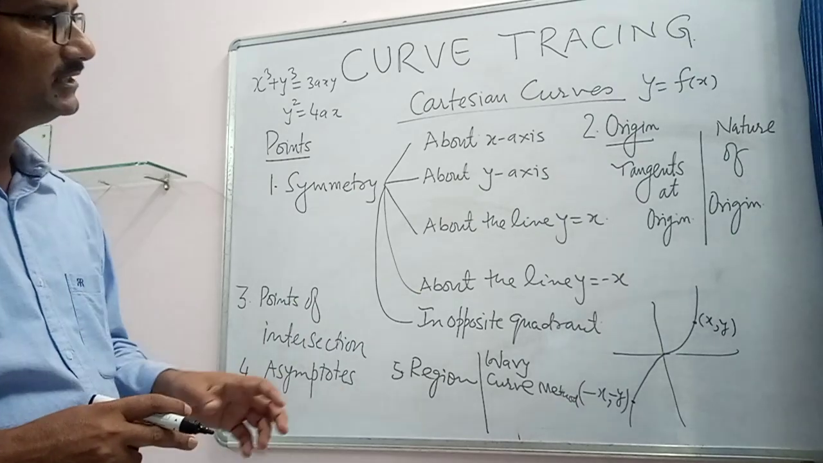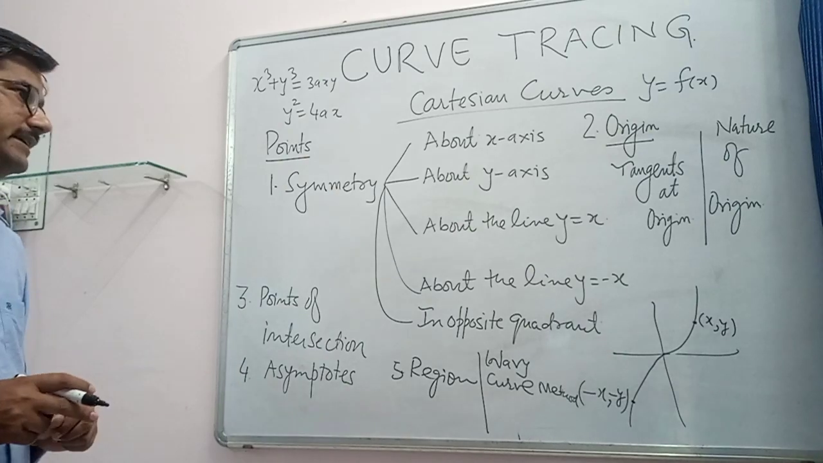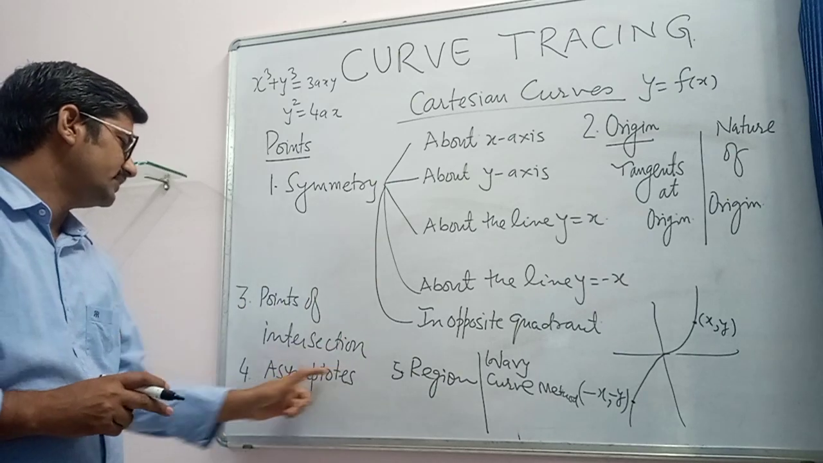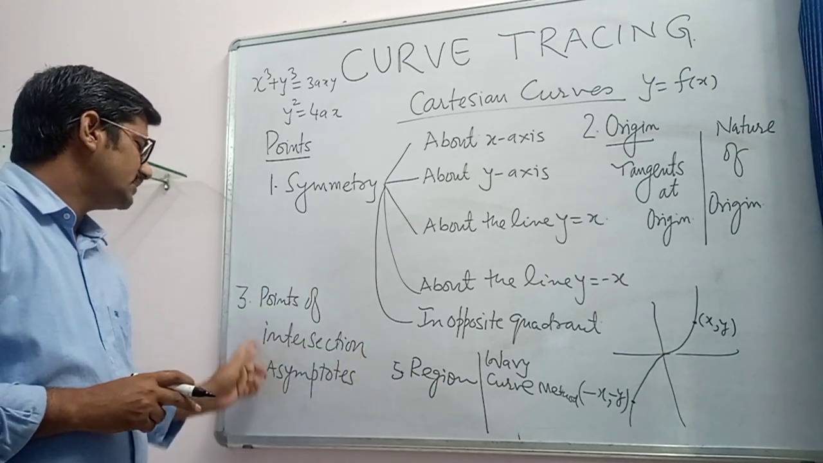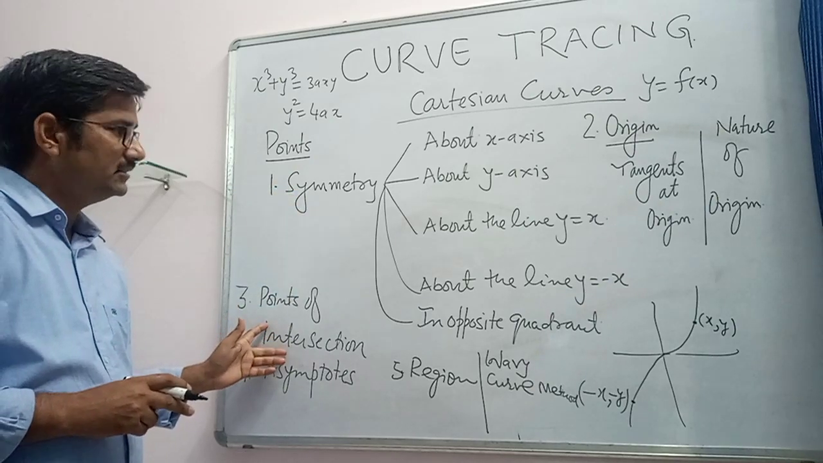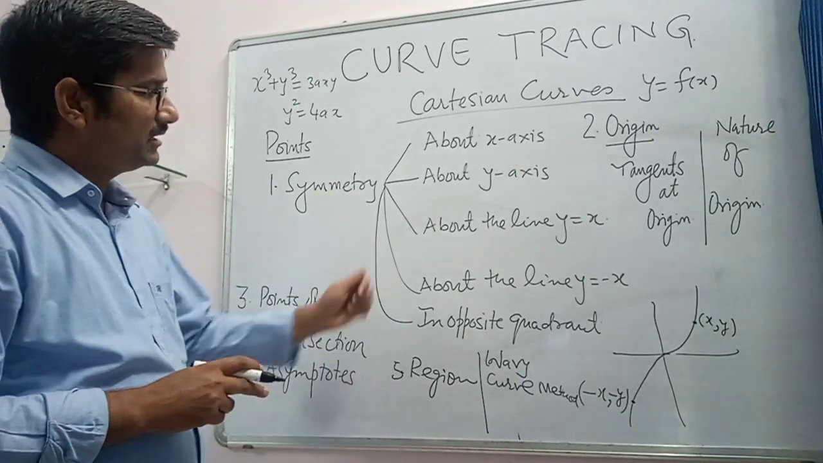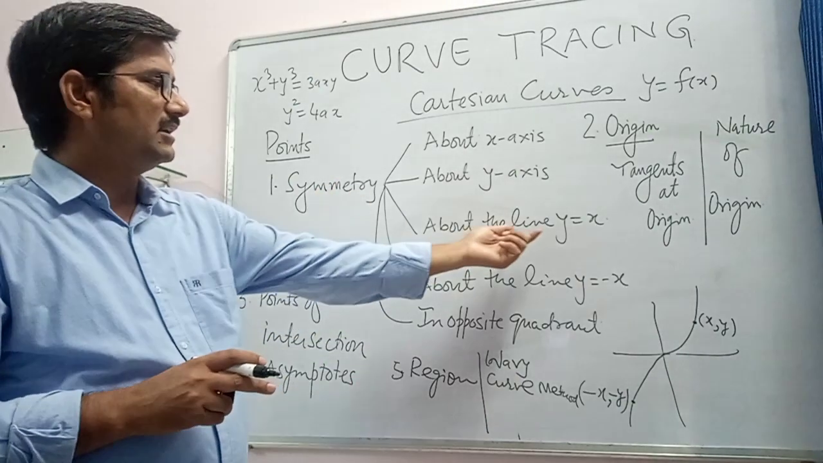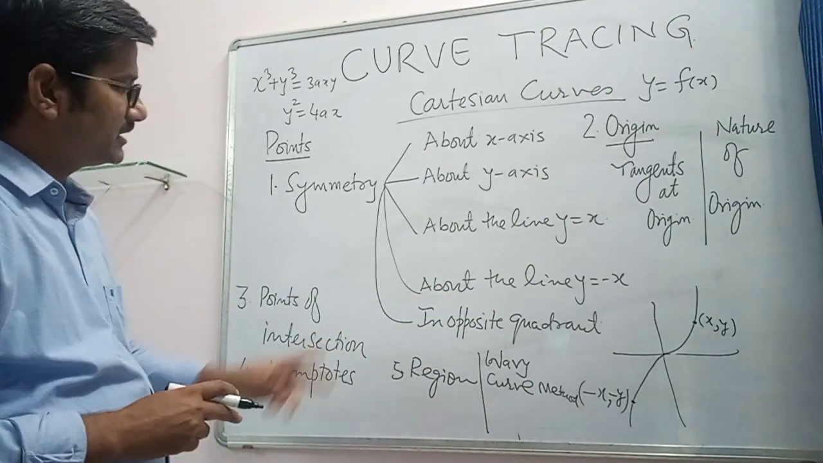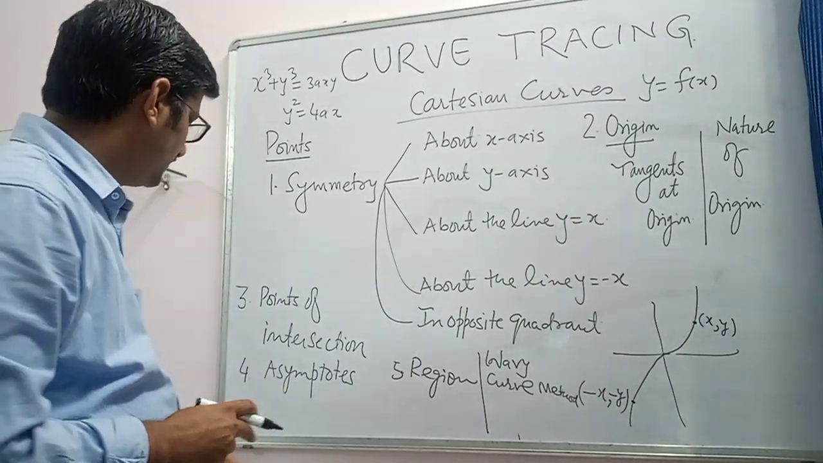On the basis of the nature of the tangents at the origin, we can decide whether it is a double point or not. Then we must check the points of intersection of this curve with the coordinate axes, the x-axis and y-axis. If the curve is symmetric about the line y equal to x or y equal to minus x, we must check the point of intersection of the curve with these lines also.